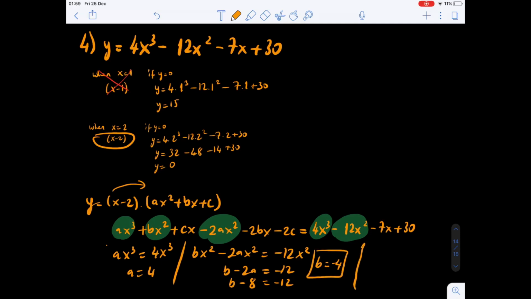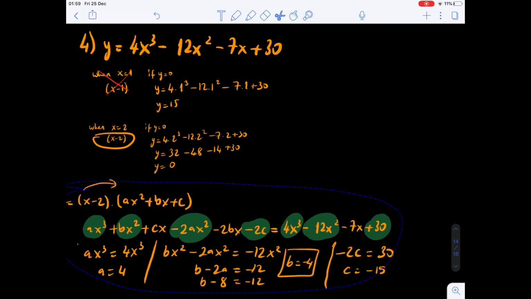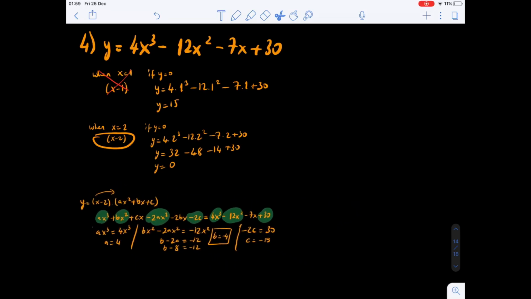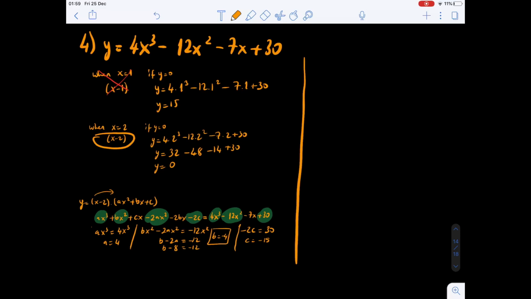To find c, the easiest part, remember, minus 2c equals 30, because the constant terms are equal to each other. So c equals negative 15. So I'm going to jump into the next step. Remember, the next step is, guys, here y equals x minus 1. The next step is plugging in ax squared plus bx plus c. So y equals x minus 1 times 4x squared minus 4x minus 15.